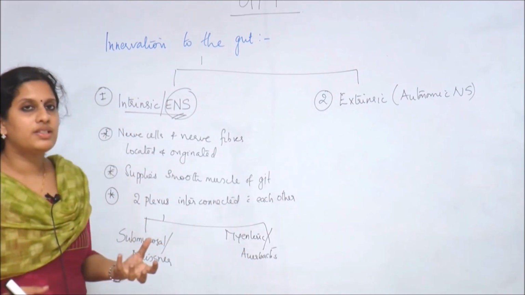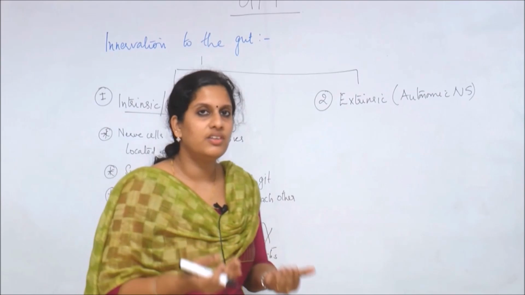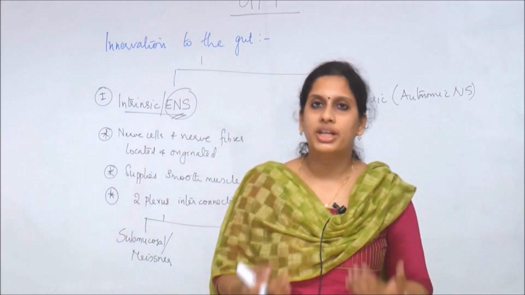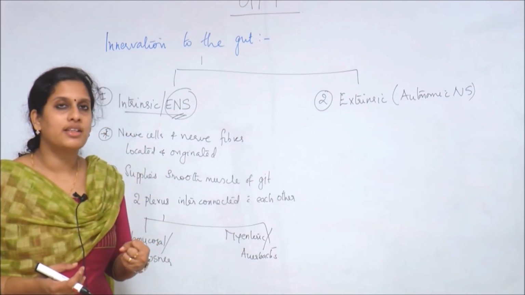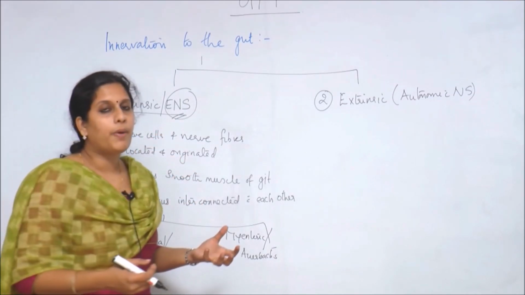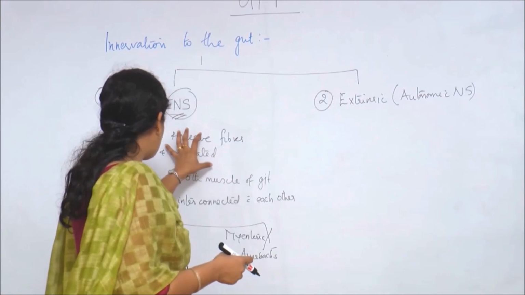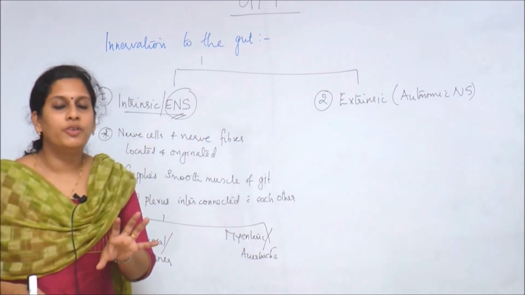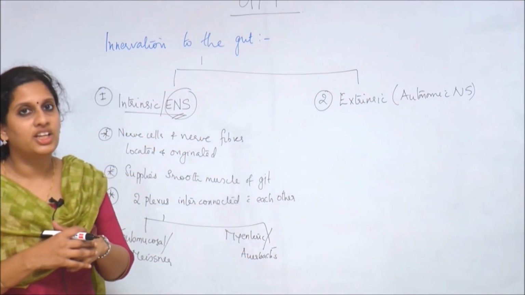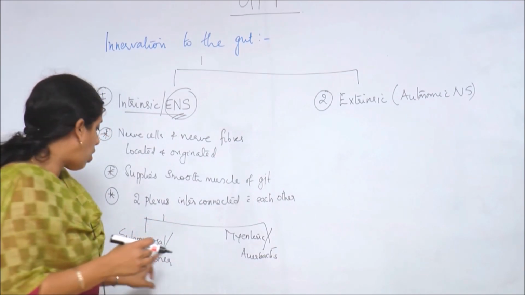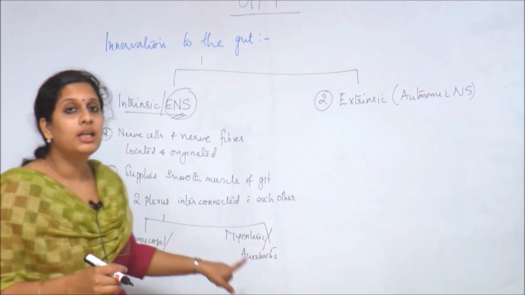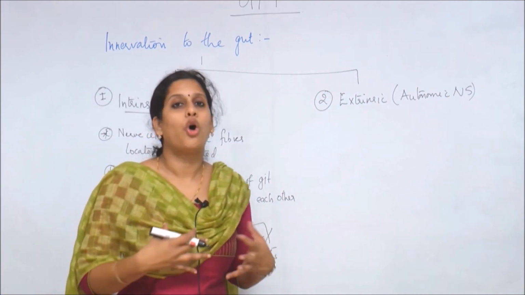So the enteric nervous system involves the nerve cells and nerve fibers which are located and originated within the gut wall, which supply the smooth muscles of the gastrointestinal tract except the upper part of the esophagus and the external anal sphincter, and it consists of two nerve plexus which are interconnected with each other: the submucosal plexus or Meissner's plexus and the myenteric plexus or Auerbach's plexus.